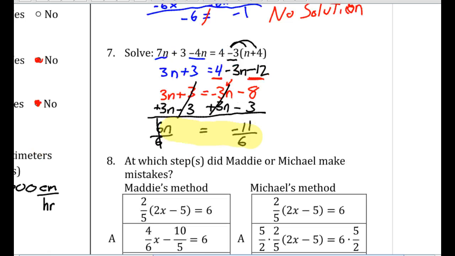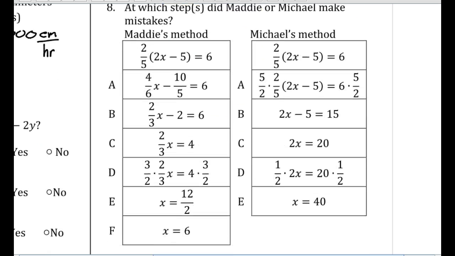Okay, number 8. More with equations. Just find which steps Maddie or Michael made a mistake. So maybe one of them made a mistake, or maybe both of them. Let's see what they did. So first we've got to distribute 2/5 times 2. 2 times 2 is 4.